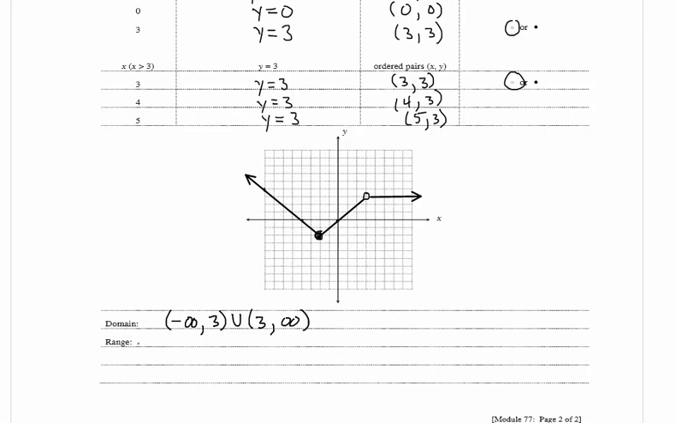And then as far as our range, the smallest value that y can take is negative 2, and we're going to include it, and that's at this point right here where the V comes together. So we have negative 2, and then the piece of the function on the left has an arrow going up forever, so the range can be infinity.